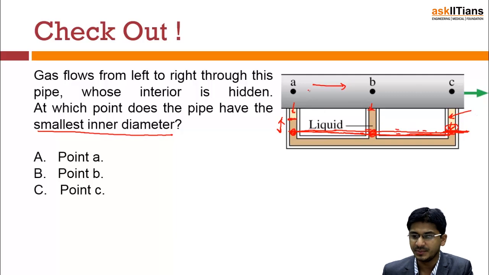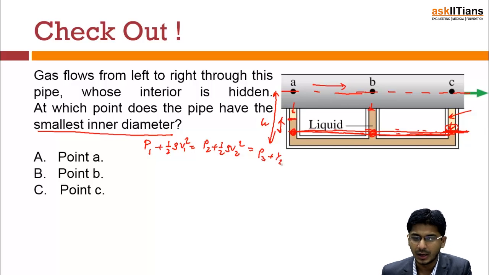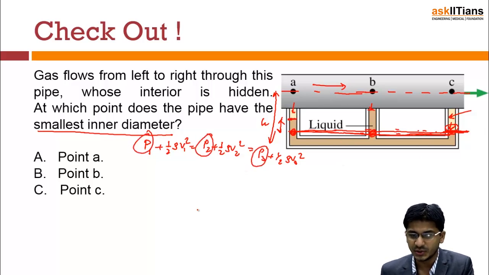So highest pressure here means, if you apply Bernoulli's equation, now A, B and C are all at the same height. If you see from here, they are all at the same height from the bottom. So we will only apply P1 plus half rho V1 square, P2 plus half rho V2 square is equal to P3 plus half rho V3 square. Now if you see here, the pressure here is greatest, so P3 is greatest, then comes P1, then comes P2.